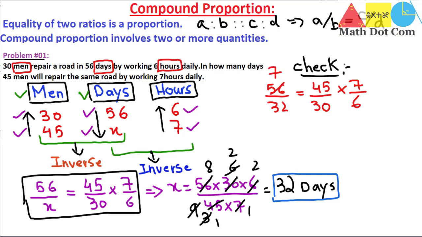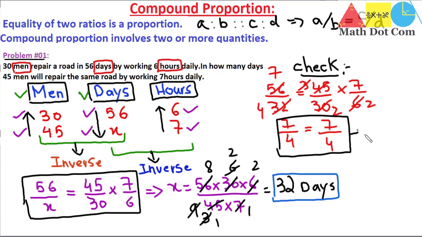So 8 7s are 56, 8 4s are 32, 15 2s are 30, 15 3s are 45, 3 1s are 3, 3 2s are 6. So what we will get is 7 divided by 4 equals 7 divided by 4. So it means both sides of the equality are the same and hence proved that our answer is right. So this is how you can solve the word problems related to the compound proportion.